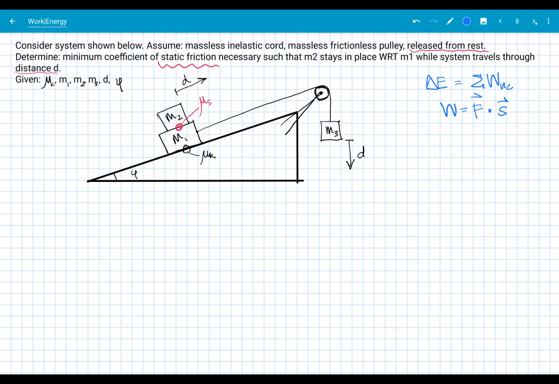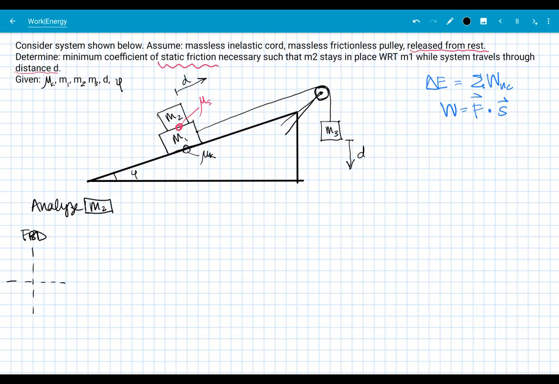So I would say let's just start by looking at block two, right? I mean, you could start kind of anywhere, but I'm going to start in a place where I'm at least getting close to the thing that I'm being asked for in this problem. And they're asking me for the coefficient of static friction. I know that is going to act on block two, right? So I'll go ahead and start by analyzing that block. So let's start there. We have our free body diagram for block two.